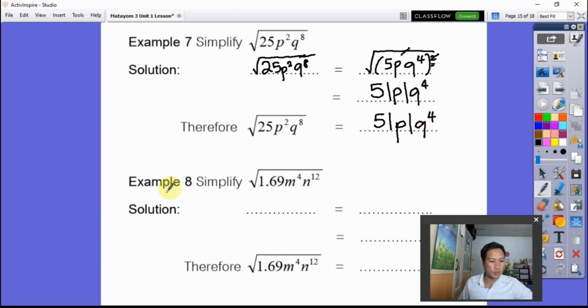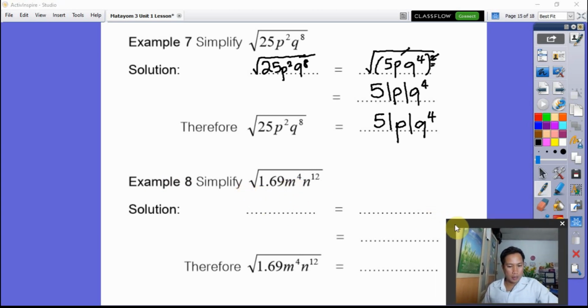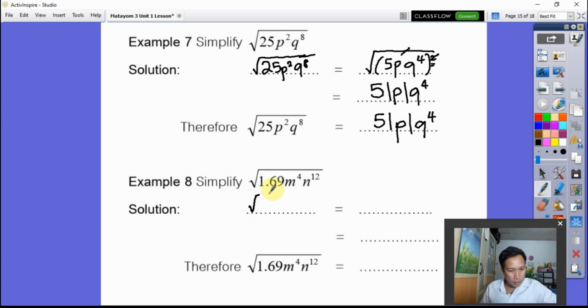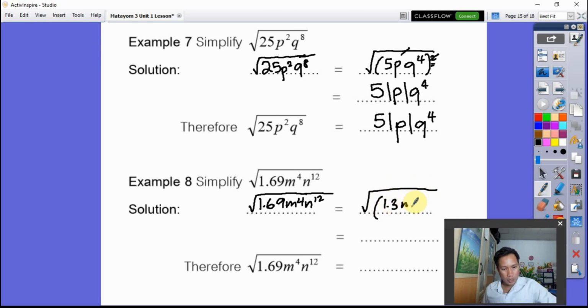Okay, let's move on to example number 8, and I think this is the last example that we have for the examples. All right, we write the question, the root of 1.69 m to the power of 4 n to the power of 12. All right, and then we will change it into a square. 1.3 m squared n to the power of 6 squared.